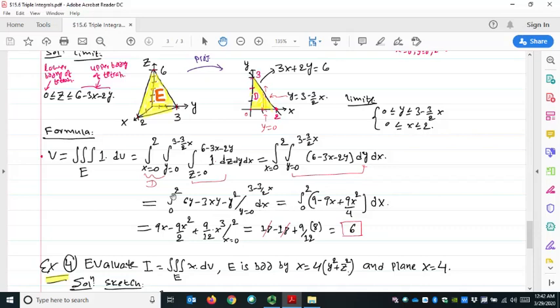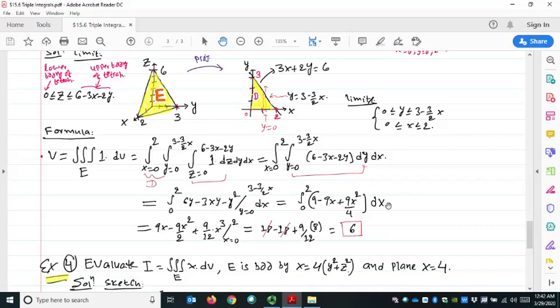Equals, write the x integral, and then put y equals the upper limit minus the lower limit, which is 0, so all terms are 0. Just put y equals the upper limit and simplify. It gives you the x integral 0 to 2 of 9 minus 9x minus 9/4 x squared dx.